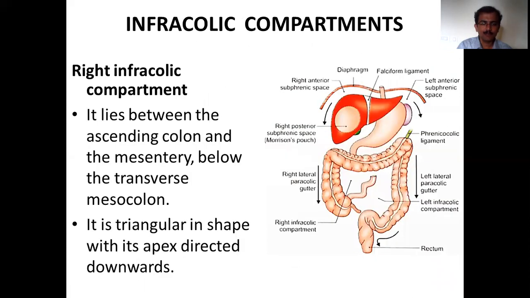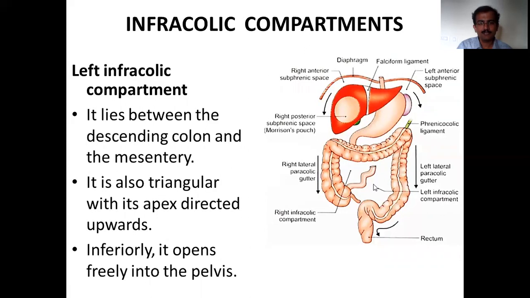Coming to the infracolic compartments. As I said before, this is divided into right and left infracolic compartments. We start with the right infracolic compartment. It is lying between the ascending colon on the right side, and on the left side there is the mesentery, and above there is the transverse colon. So it looks like a triangular shape with the apex facing downwards. It is forming a triangular space where its apex is directed downwards.